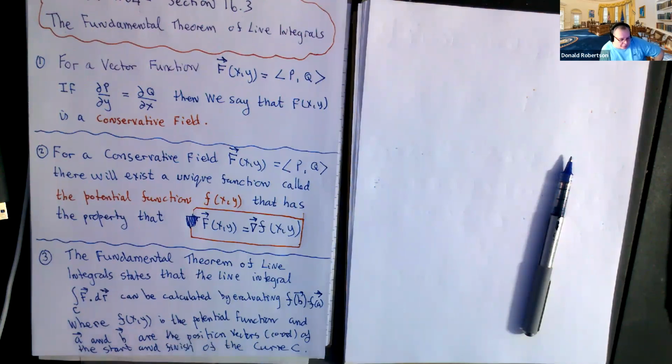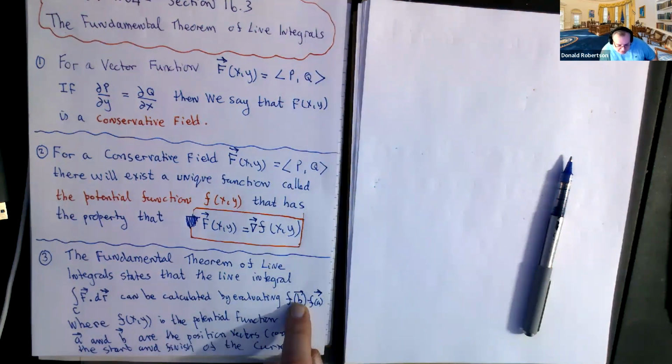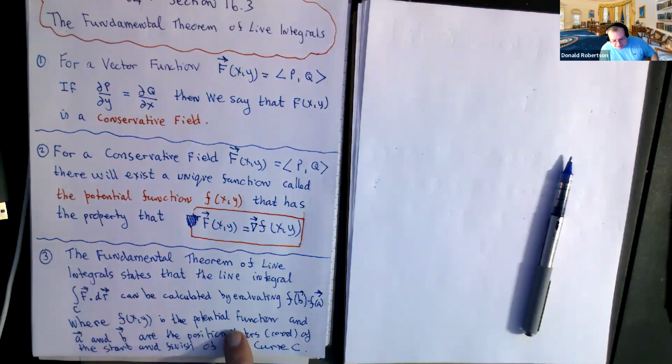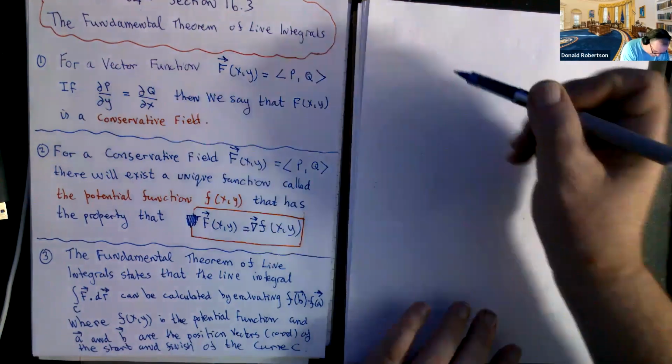The fundamental theorem of line integrals says that if you have a line integral of this format, it can be calculated by just evaluating the potential function at the end of the journey, take away the potential function at the beginning. Right? So f of xy is your potential function, and a and b are the position vectors, I would call them coordinates, of the start and finish of the curve. And that is really not intuitive, because what it means is this.